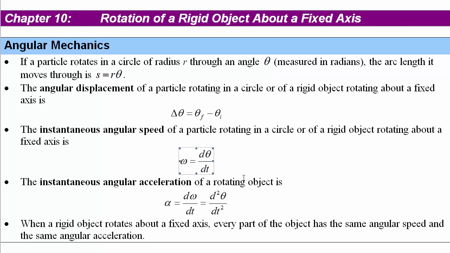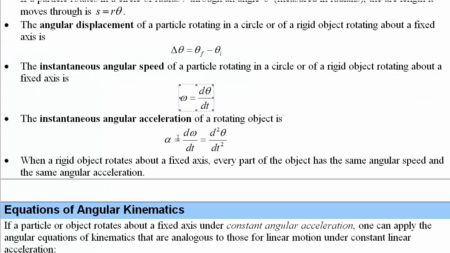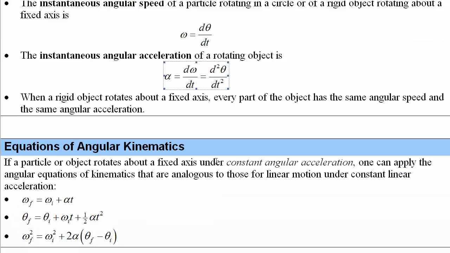The instantaneous angular speed or angular velocity is omega equals d theta by dt, the rate of change of the angular position with respect to time. And angular acceleration is the rate of change of that with respect to time. So the second derivative of position with respect to time.